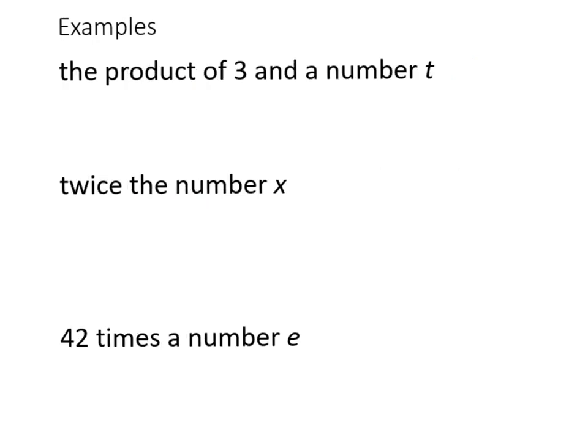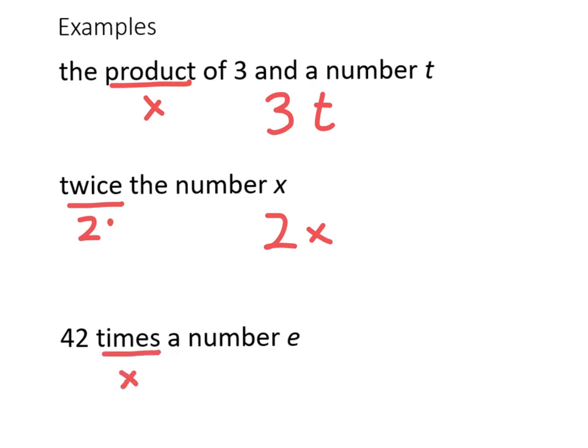The next example says the product of 3 and a number t. The term product means we're using multiplication. So our algebraic expression would be 3 times t or 3t, because we just write them next to each other. The next one says twice the number x. Twice indicates that we're doing 2 times a number, so our algebraic expression would be 2x. And the last one, 42 times the number e. The term times means that we're using multiplication, so our algebraic expression would be 42e.